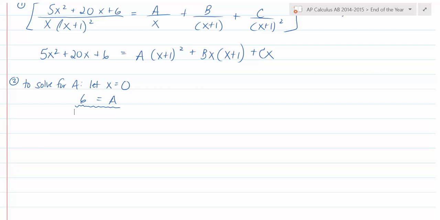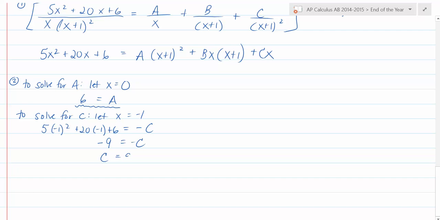Now it's kind of hard to solve for B because it has a common factor, both A and C. So instead, let's solve for C. Let x equal negative 1. If I plug in negative 1 for x, A and B will get eliminated, so we'll just be left with negative C. If I work through this, it's going to be 5 minus 20, which is negative 15, plus 6, so negative 9 equals negative C, so therefore C equals 9.